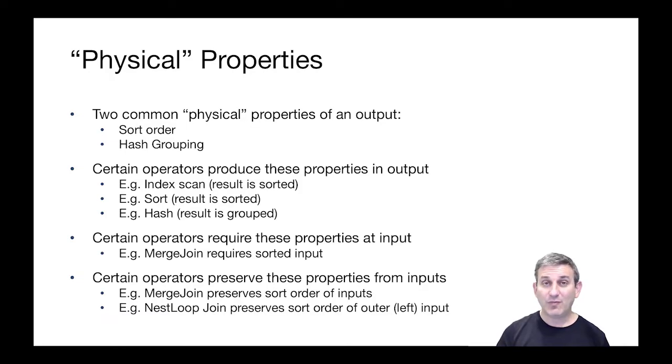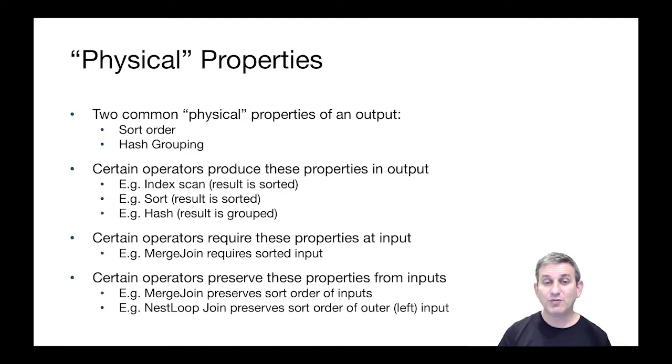Certain operators, like merge join, require these physical properties on their inputs. If you're going to do a merge join, the two sides that you're merging both have to be sorted. If they're not sorted, you sort them as part of the join algorithm. But if they are sorted, you don't sort them as part of the join algorithm. In some sense, merge join is asking for its two inputs to be sorted one way or another, either because they were sorted by operators below or because they are sorted explicitly using a sort operator. You can think of merge join as requiring the property that its inputs are sorted.